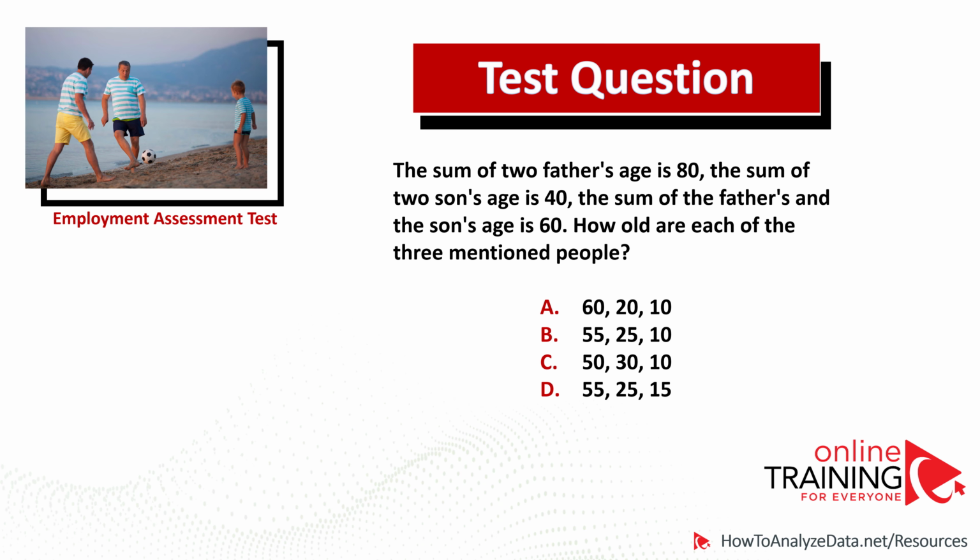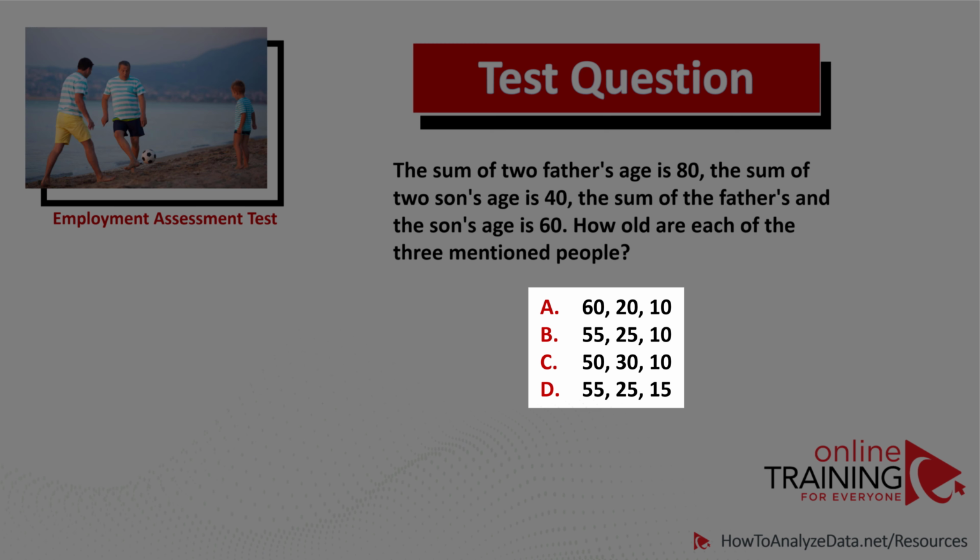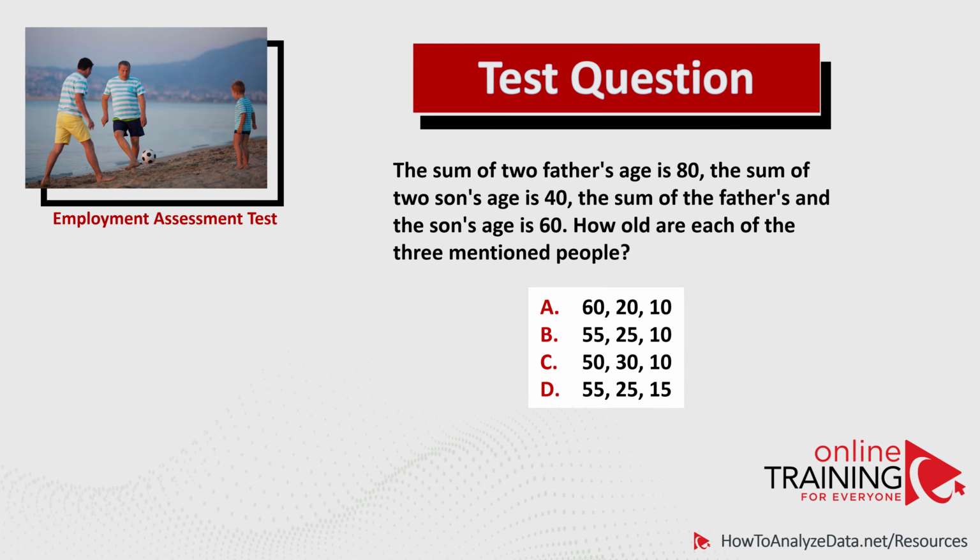And you have three groups of people. Choice A, 60-20-10. Choice B, 55-25-10. Choice C, 50-30-10. And choice D, 55-25-15. Do you think you know the answer? Let's see if we can get to the correct answer together.